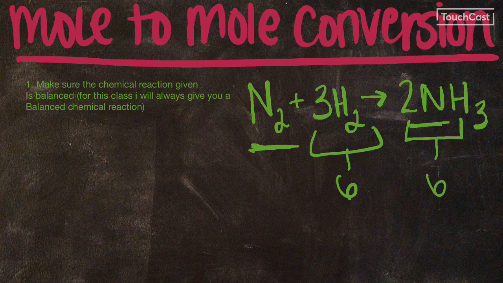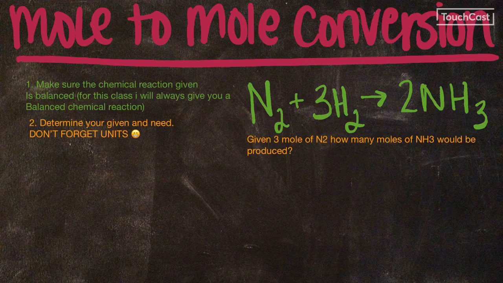I also want you to remember that if there's nothing in front of something, there's an imaginary 1. So in this ratio, I have a coefficient of 1 in front of N2. I have a coefficient of 3 in front of H2, and I have a coefficient of 2 in front of NH3.